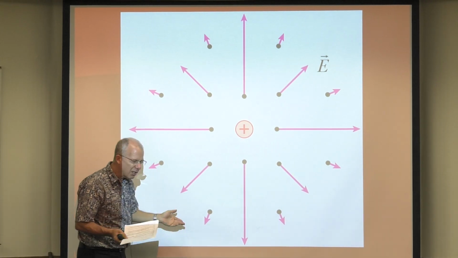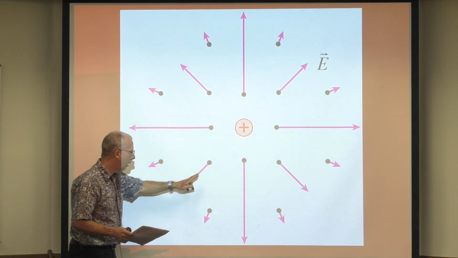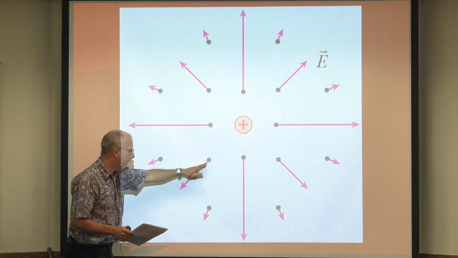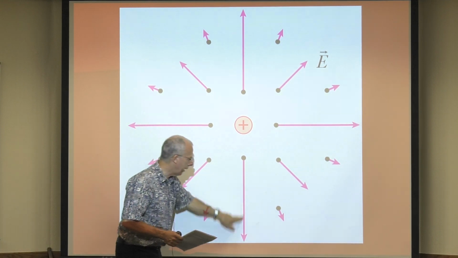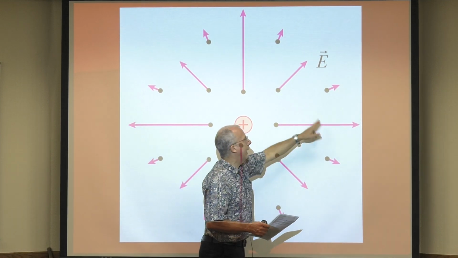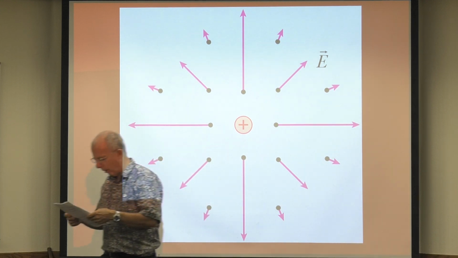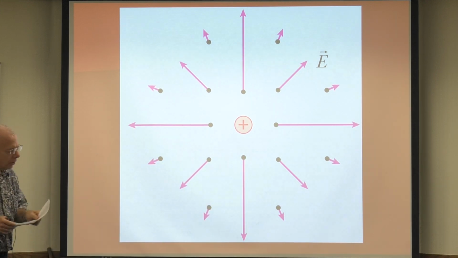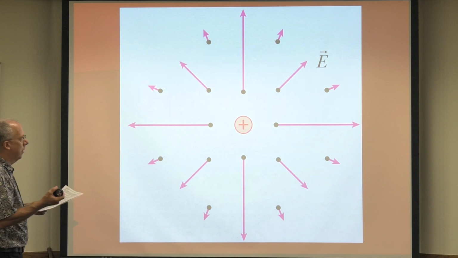I mean, they don't exist. They just give you an indication of the direction and the magnitude of the electric field. So these are called electric field lines. That was kind of what Faraday came up with. But they're super useful, because now you know what the direction of the E field is.